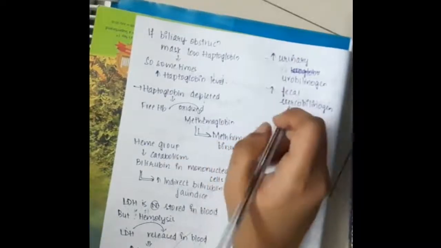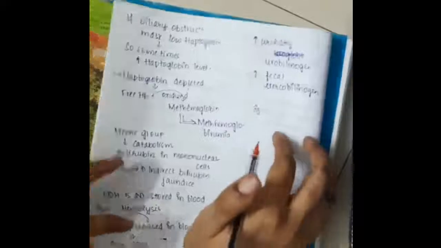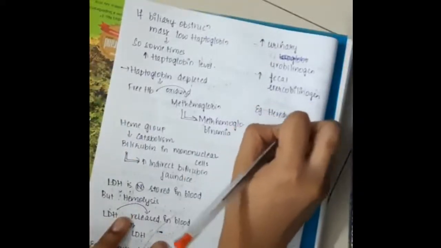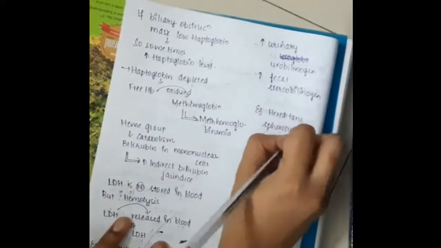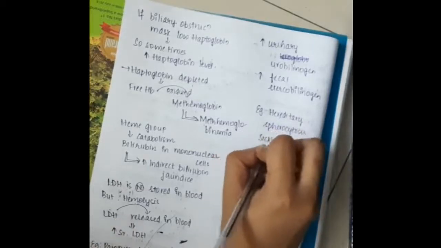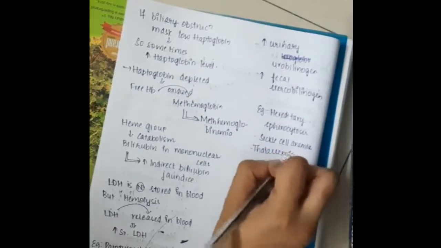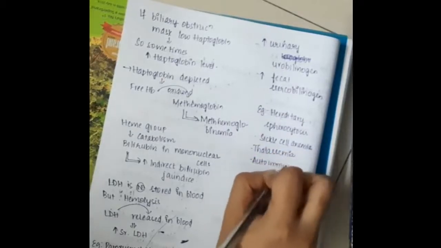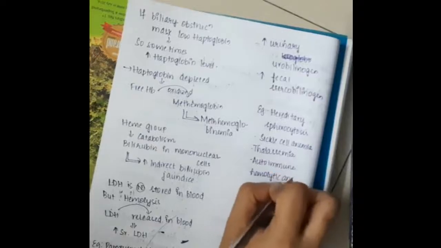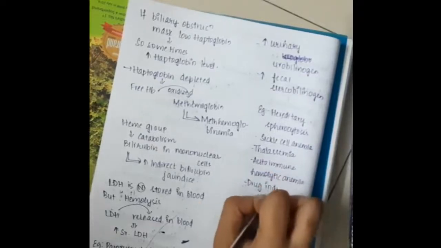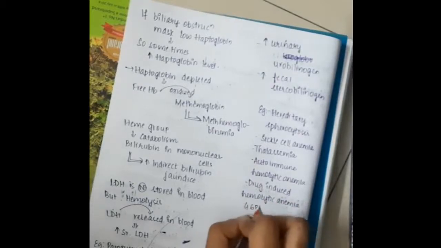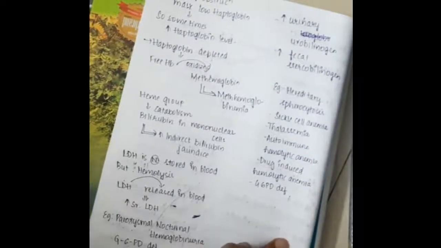The examples of extravascular hemolysis include hereditary spherocytosis, sickle cell anemia, thalassemia, autoimmune hemolytic anemia, drug-induced hemolytic anemia, and G6PD deficiency. Glucose 6-phosphate dehydrogenase deficiency is a part of both intravascular and extravascular hemolysis.